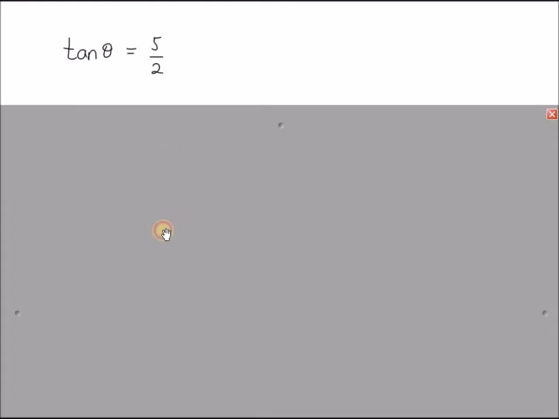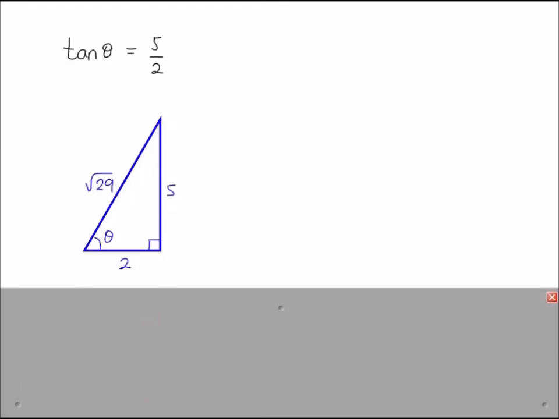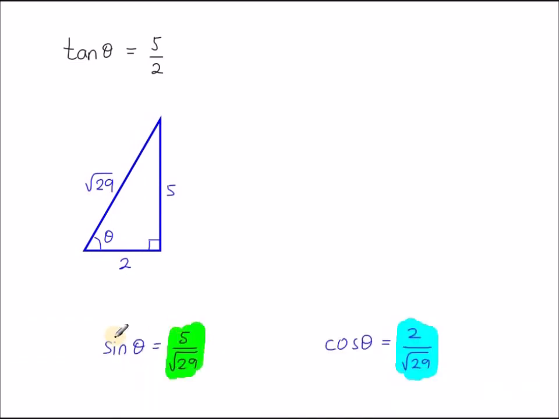And from the ratio, we draw a right angle triangle. So there's theta, opposite, adjacent. Pythagoras' theorem gives us root 29 for the longest side, which will give us these 2 ratios for sine and cos. For example, sine is the opposite over the hypotenuse, so 5/√29.